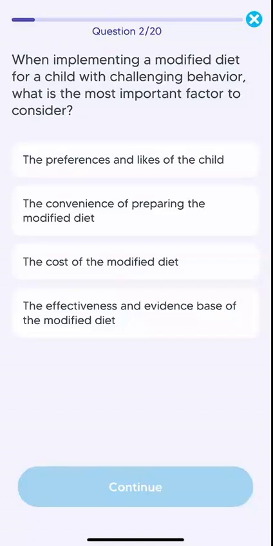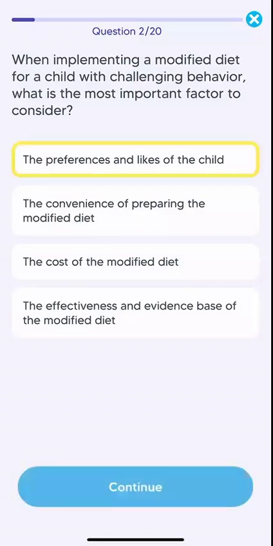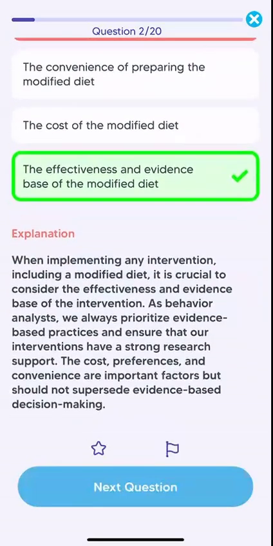The preferences and likes of the child, the effectiveness and evidence base of the modified diet. But diet is based on medication. So no, first one or so. I think, for challenging behavior, the last one: the effectiveness and the evidence base of the modified diet. No, first one. First one, you have to see the preferences and likes of the child. No, the effectiveness and evidence base.